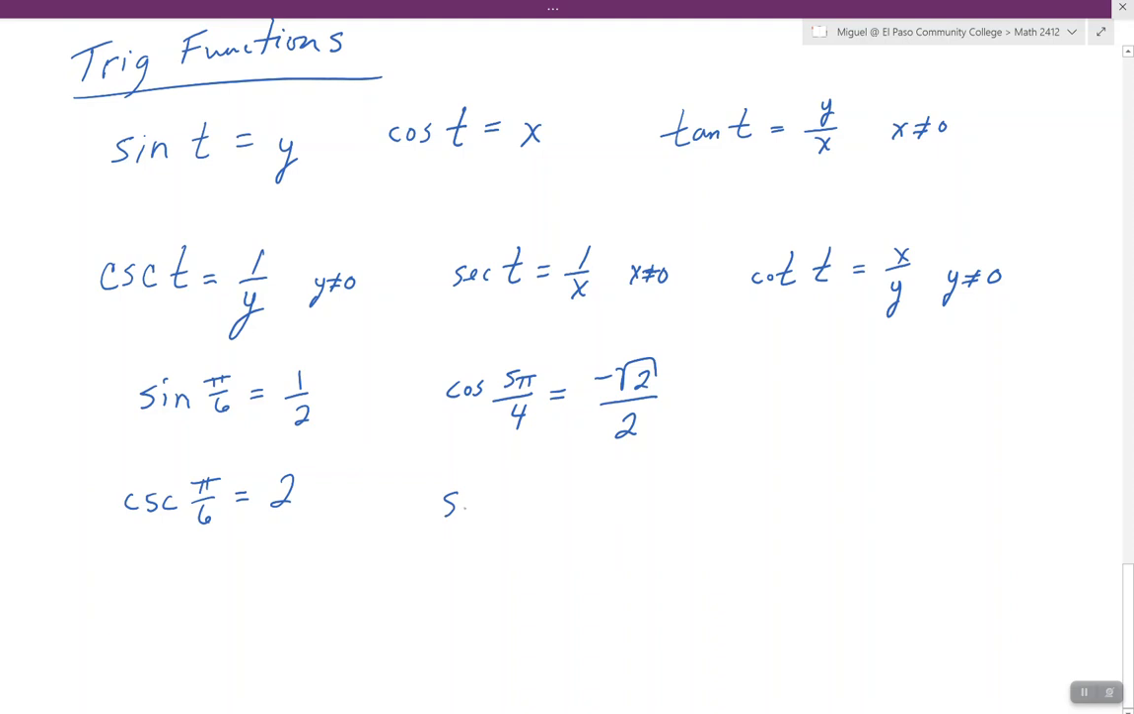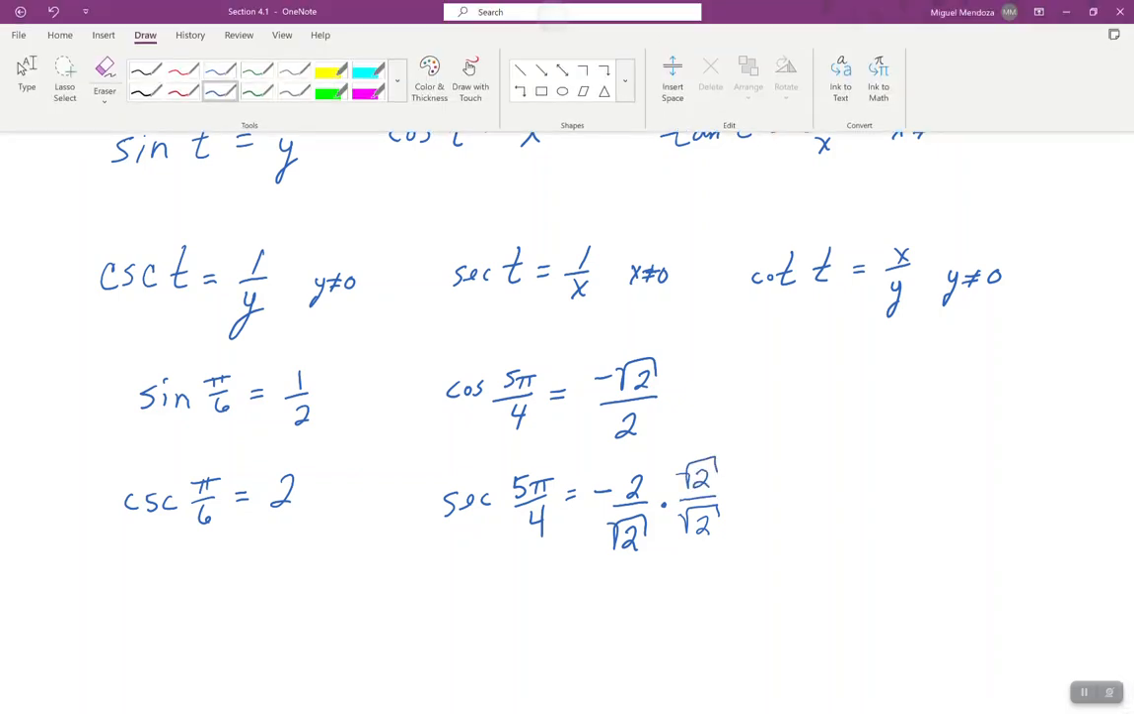What would be the secant of 5 pi over 4? What do I do to this? Reciprocal, good. What's the reciprocal? Good. The only issue here is that we have a radical in the denominator, and when that happens, you should keep simplifying. How do you do that? How can I get rid of this square root on the bottom? Multiply by? The same thing, right? So basically we're multiplying here by 1.